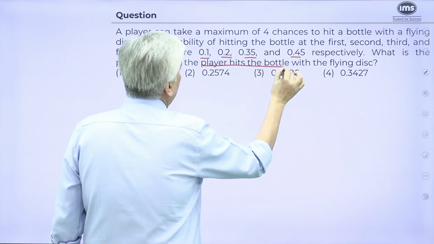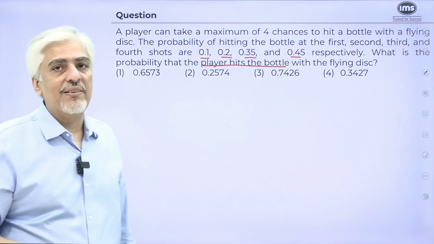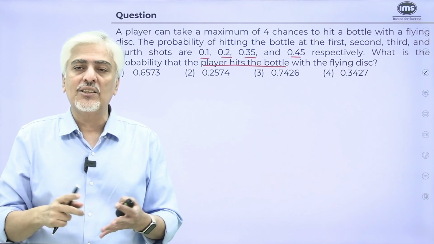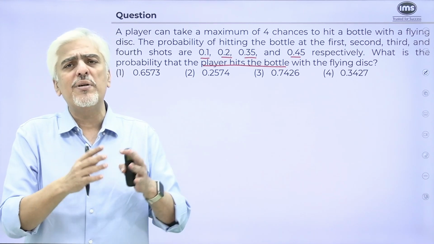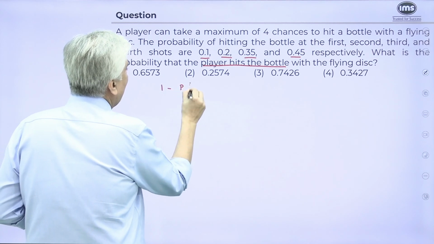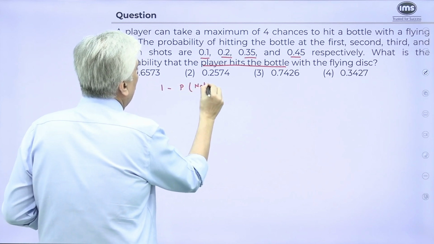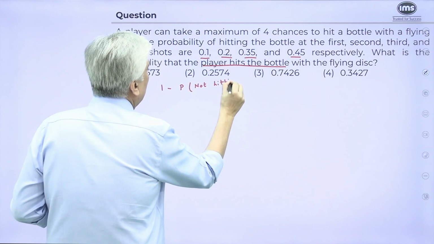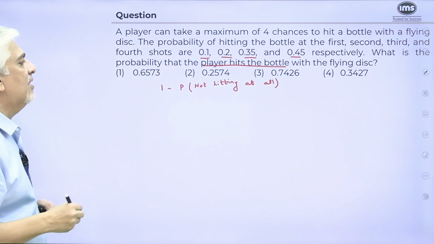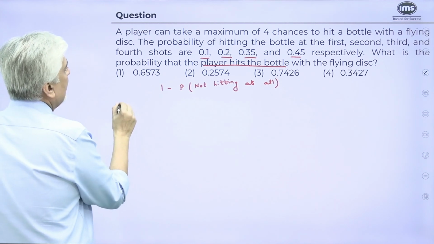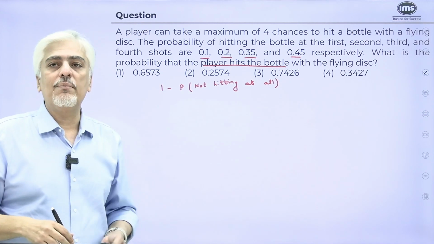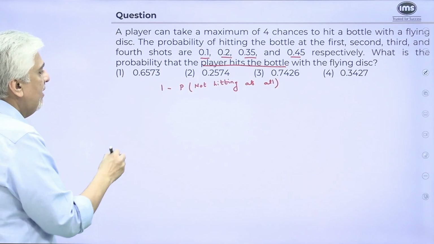Player hits the bottle. That means he can hit with the first chance, second chance, third chance or fourth chance, or all, or two or three, too many methods. So instead, the right way to do it is 1 minus the probability of not hitting at all. So what is not hitting? If the probability of A is 0.1, not hitting becomes 1 minus 0.1, which is 0.9.